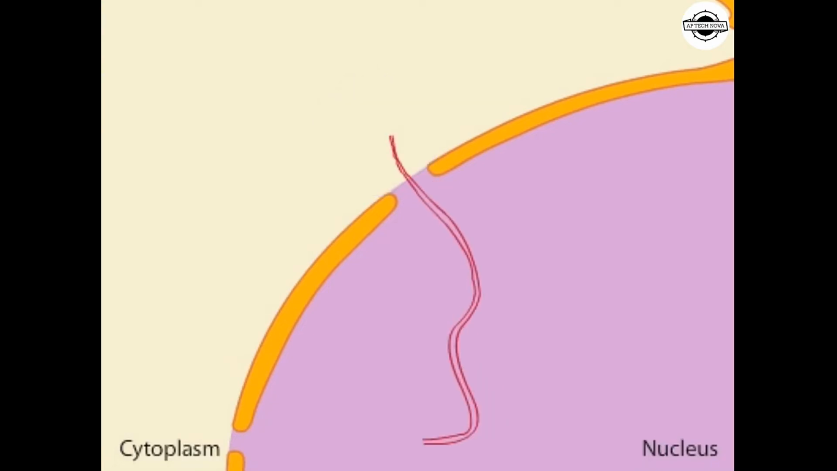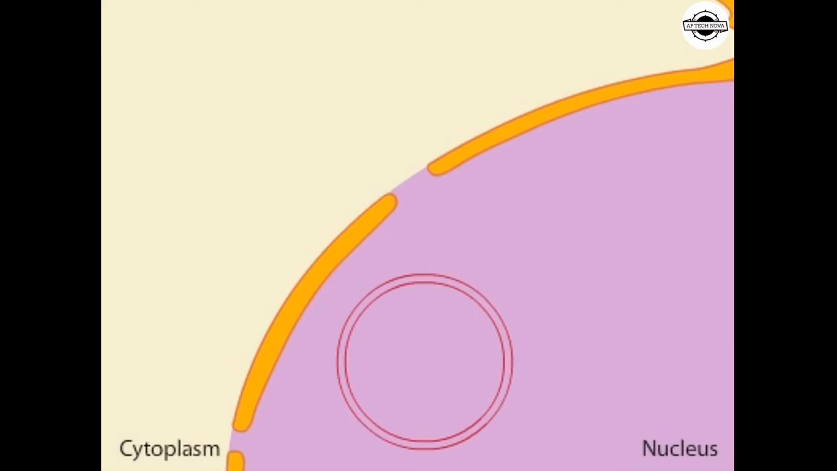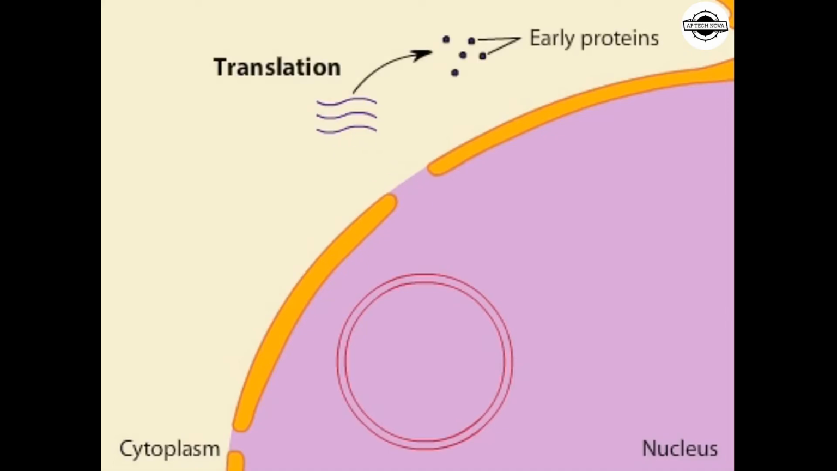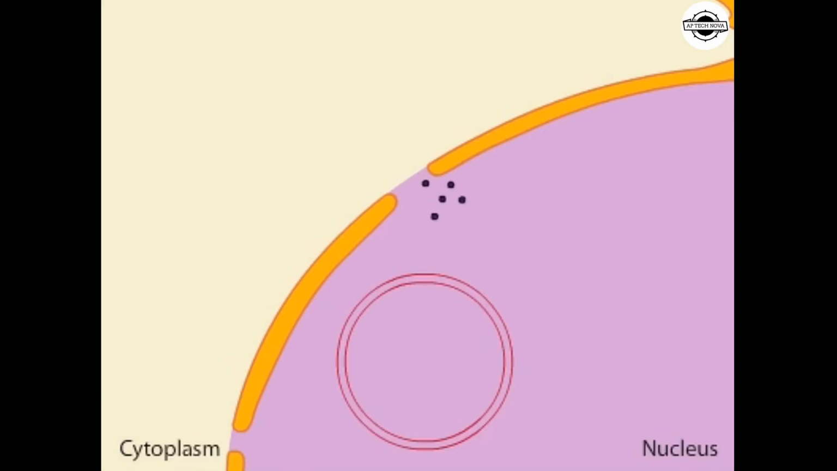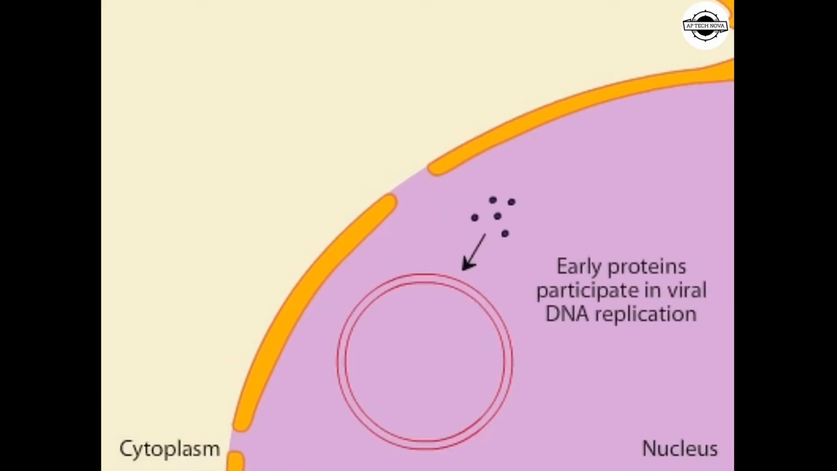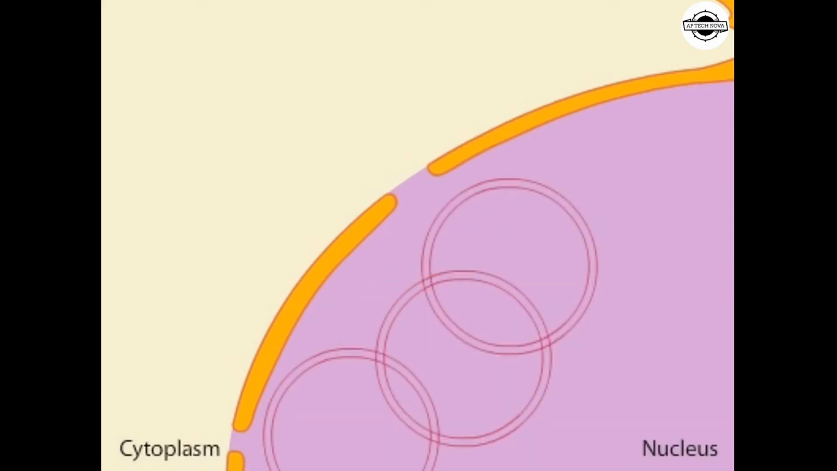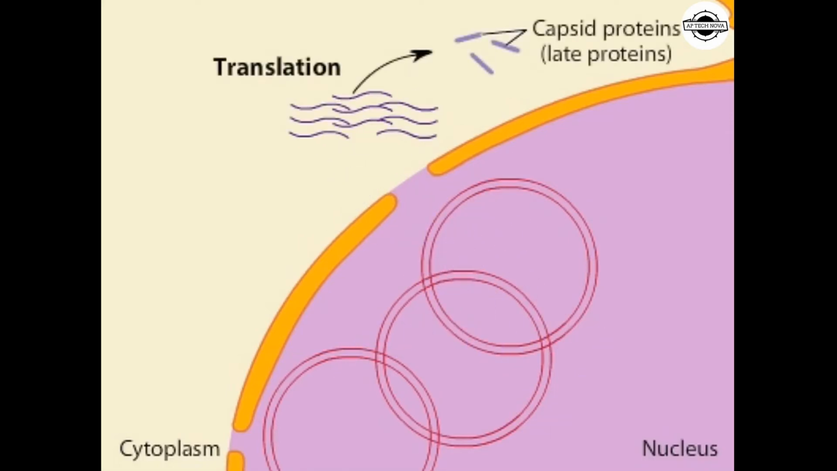In the nucleus, the DNA circularizes, and the host enzymes begin to transcribe the first sets of viral genes, known as early genes. The early mRNA molecules enter the cytoplasm, where they're translated into early proteins. The early proteins, in turn, enter the nucleus, where they're required for viral DNA replication. At this point, the cell begins to transcribe late mRNA molecules. These mRNAs enter the cytoplasm for translation into late proteins.